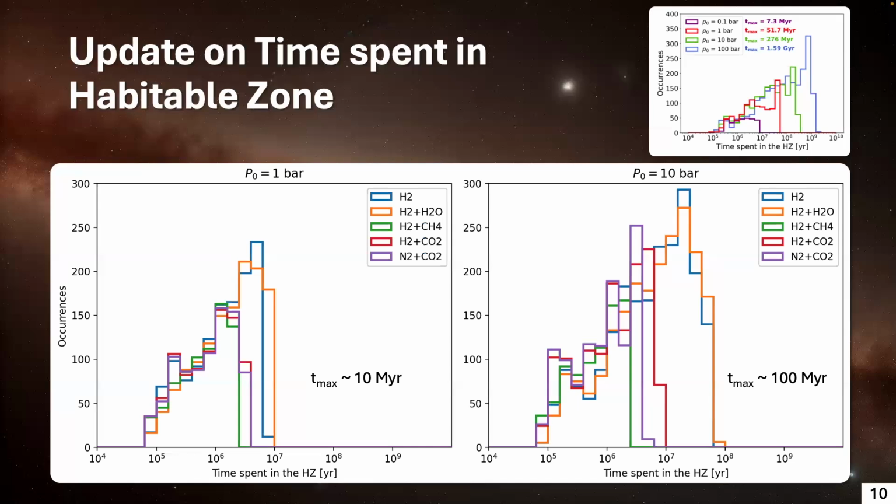So for the 1 bar case, we have a maximum time spent in the habitable zone of about 10 million years compared to Julia's 50 million years. And for the 10 bar case, we have around 100 million years compared to Julia's nearly 300 million years. So at least same order of magnitude, just a factor of a few in between these two.